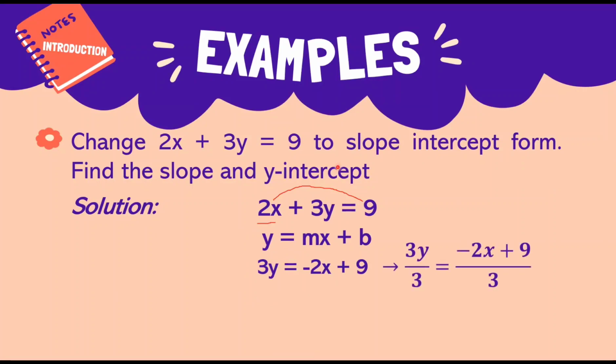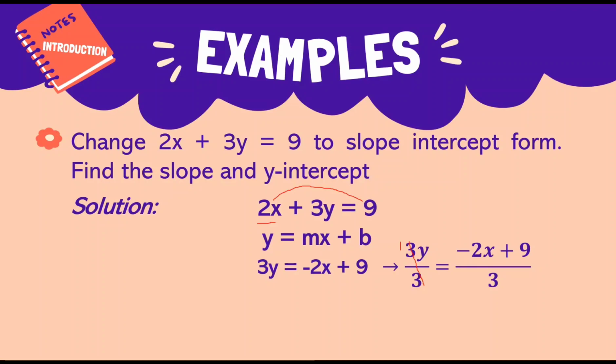So let us have this. We have 3y divided by 3 is equal to negative 2x plus 9 divided by 3. So that is dividing both sides by positive 3. Now, 3y divided by 3, we can cancel this. It becomes 1, so hindi na naman natin kailangang ilagay siya as 1y, diba? So we can write that as y.